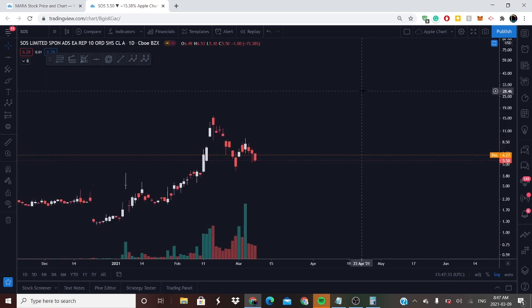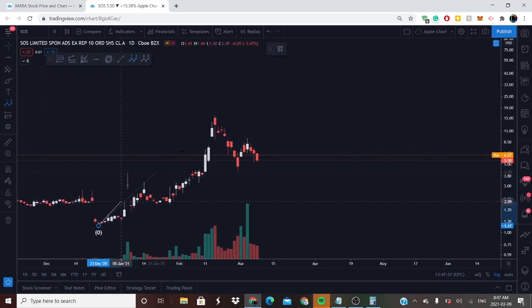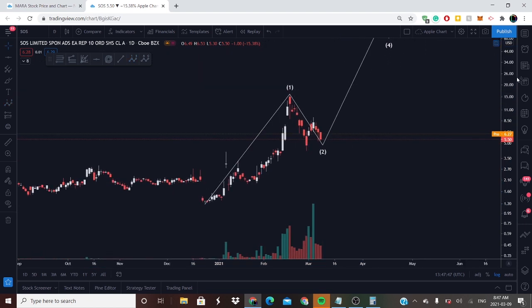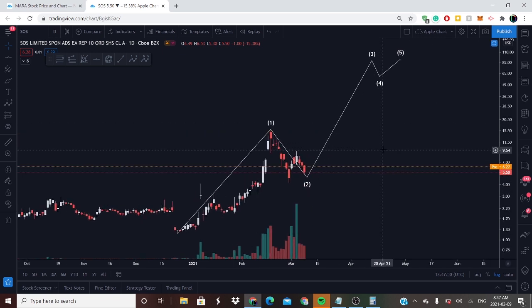So what I see from here, okay, we've only had our wave 1, right? And then this is our wave 2, correct? Now we still need a monster wave 3, and then wave 4, and then wave 5, right? So this is like one stock that has yet to run, which has great potential.